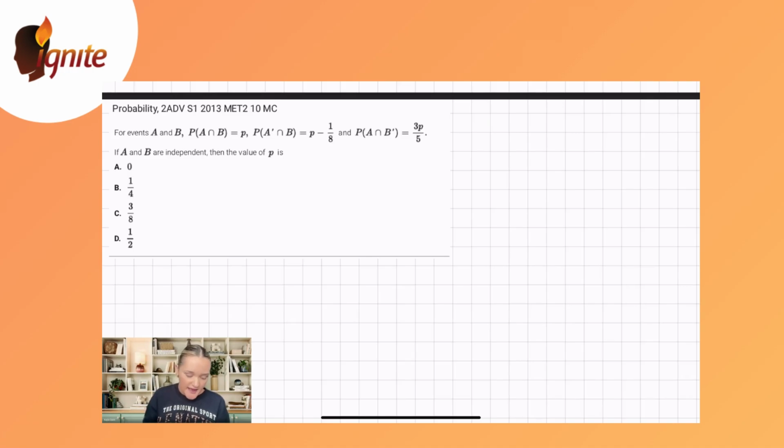So the first one that I have here, we have for events A and B, the probability that A intersection B is equal to P. We're told also that the probability that A complement intersection B is equal to P minus 1 on 8. And the probability that A intersection B complement is 3P on 5. Now, we're also told that A and B are independent.